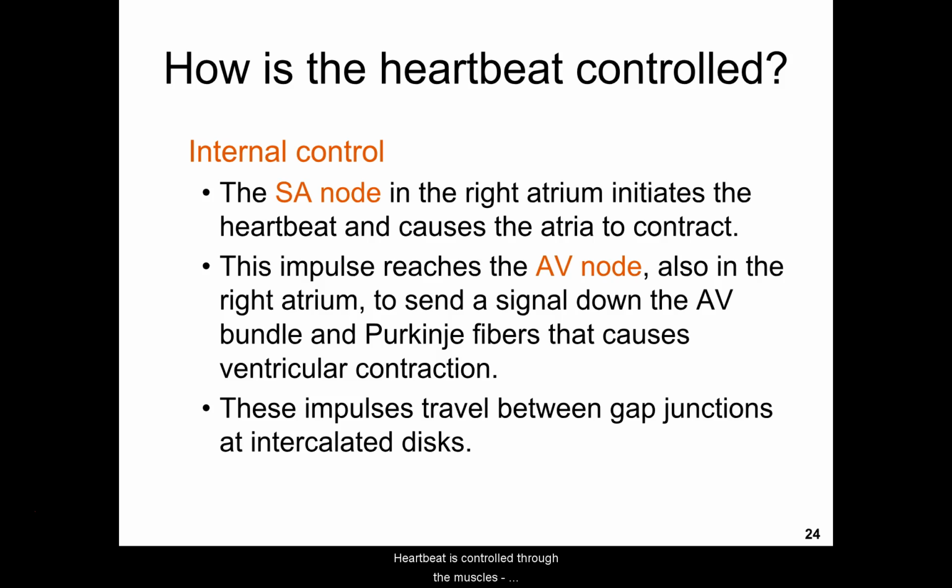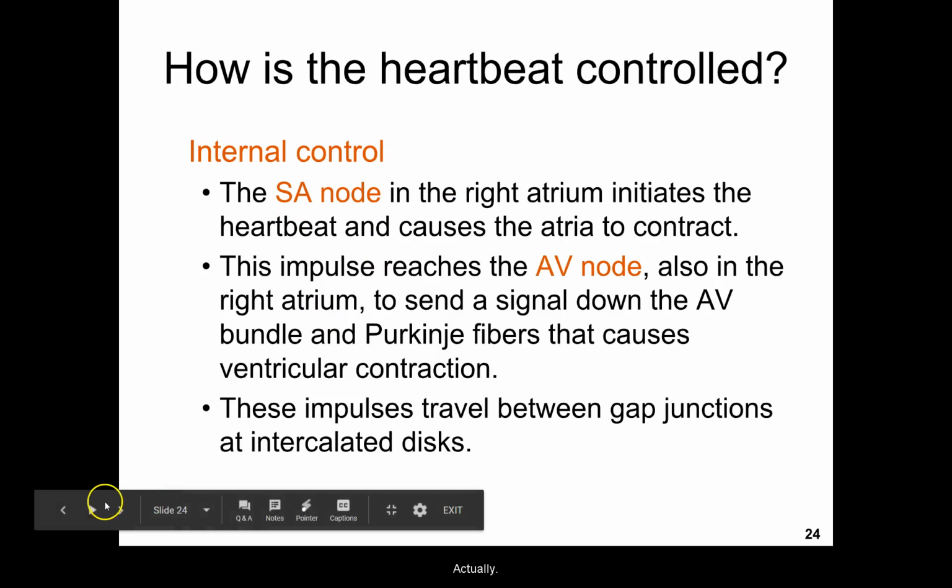So heartbeat is controlled through the muscles, through the heart itself. Your brain doesn't actually have a ton to do with this, though it can definitely influence it. I'm certainly not advocating for doing this, but the heart controls its own rate, and an area called the SA node, which we're going to talk about in just a minute, initiates the heartbeat.